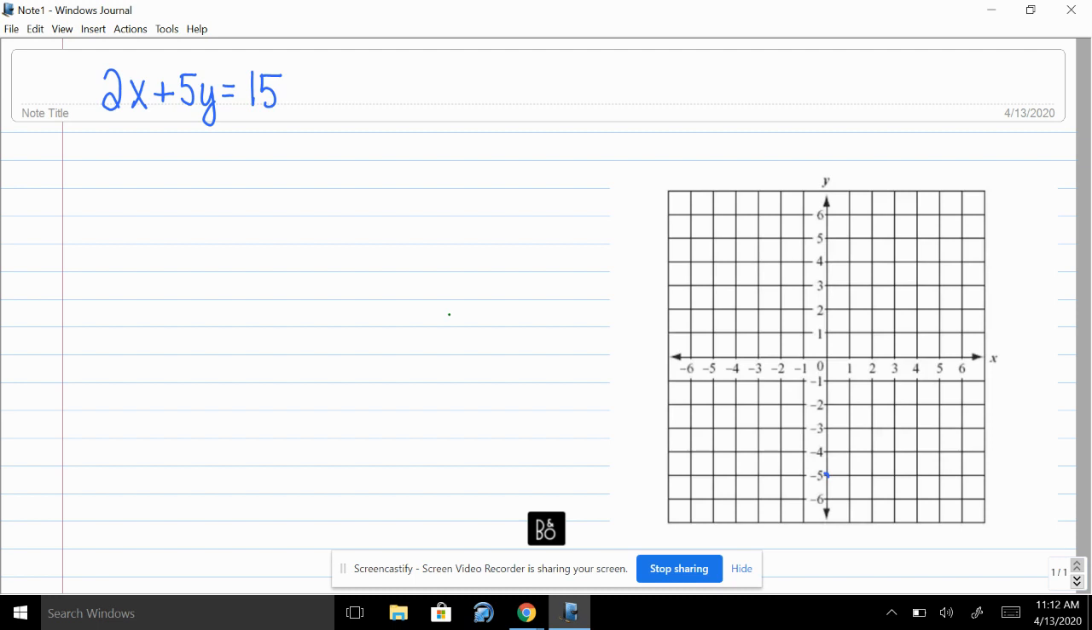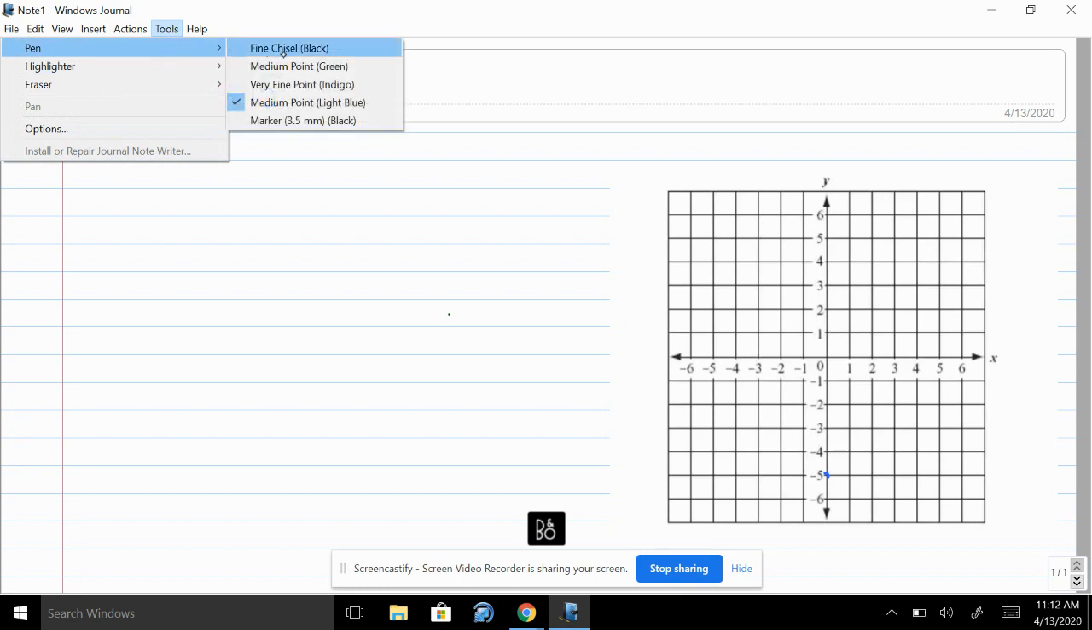Okay, guys, the last thing with making tables is if you have an equation like this, the problem is you don't have a y equals setup. So you have to solve for y first. So you need to get the y by itself. To do that, it's pretty simple. Try and stay with me here.